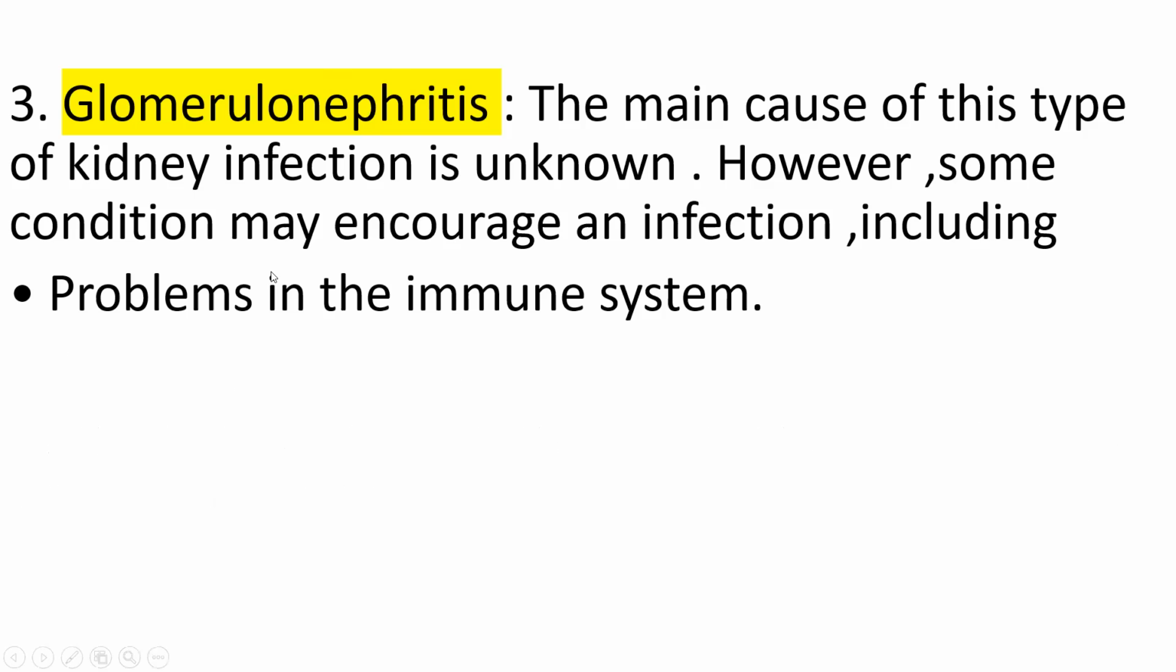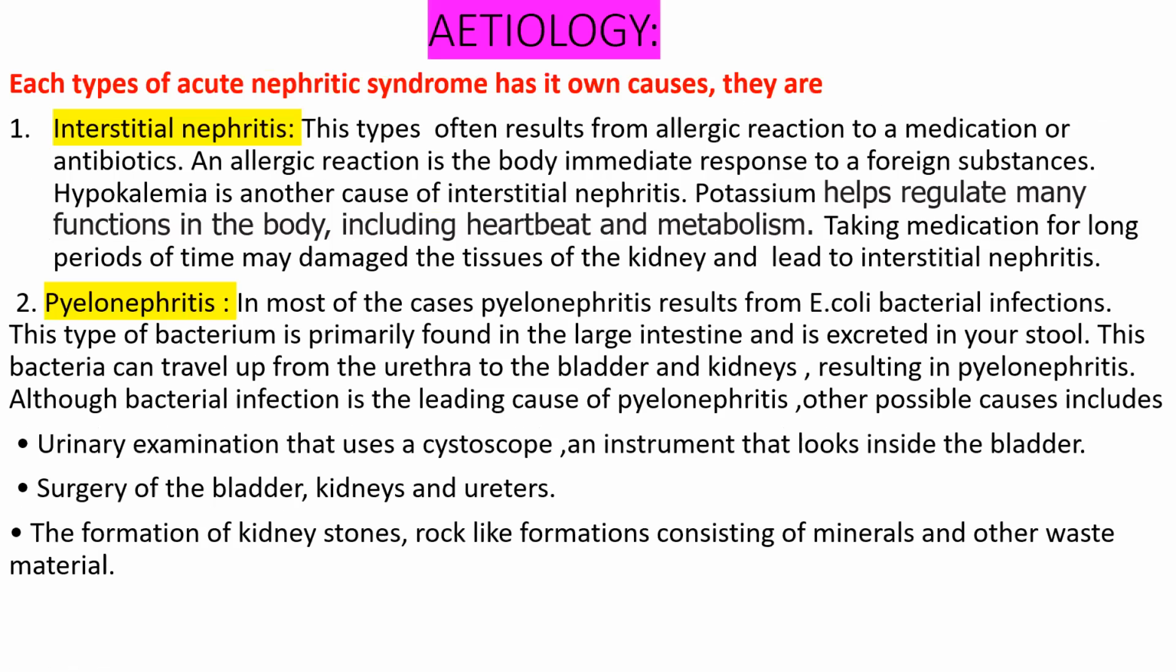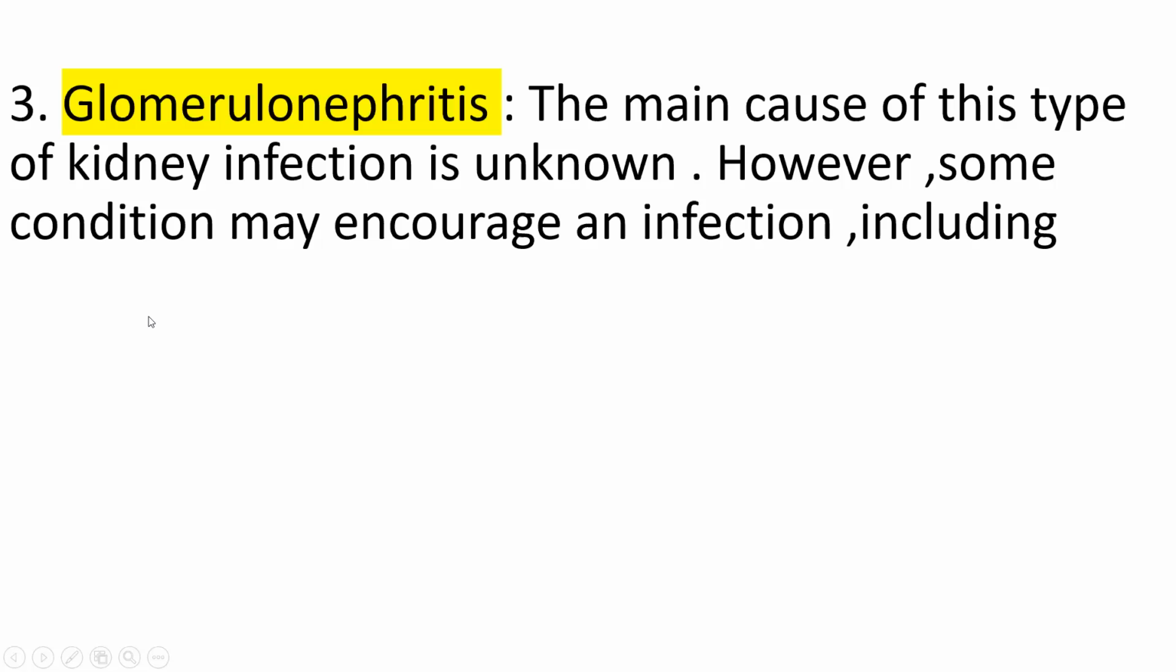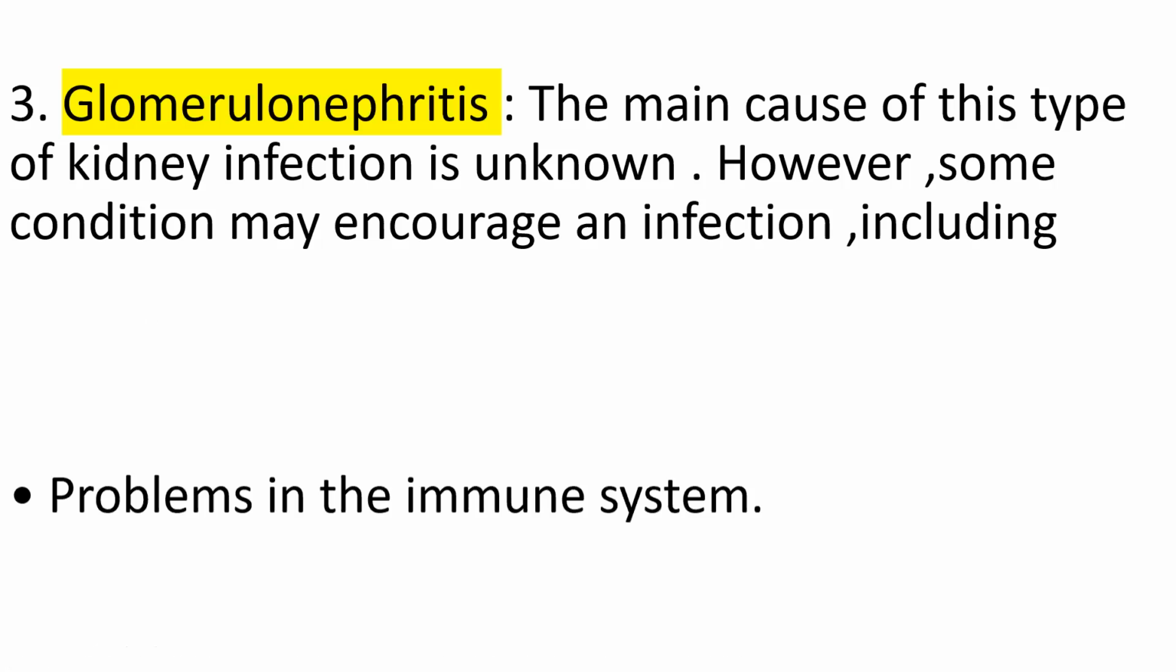Okay, so these were the causes. Till today, whatever causes we have discussed, we have discussed three types. Actually there are lots and lots of types of nephritic syndrome. It's not that we have discussed three types, so it's only three types. If we keep on discussing, it won't end. So we are just discussing some of the common types and some of the common causes. Interstitial nephritis was number one. Next is pyelonephritis, and the other one is glomerulonephritis.